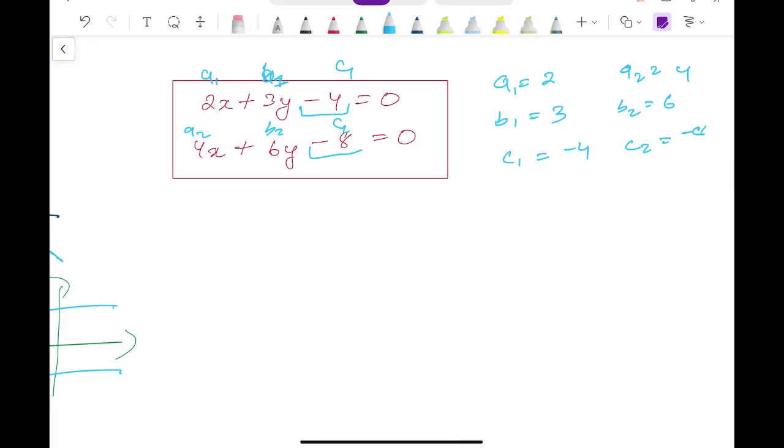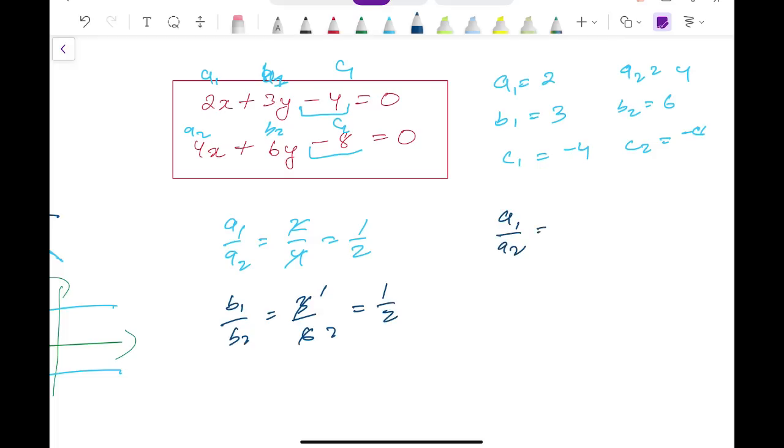So let us find A1 divided by A2. A1 divided by A2 is how much? 2 divided by 4, which is 1 by 2. Let's check B1 divided by B2. What is B1 here? 3. What is B2 here? 6. That is 3 ones are 3, 3 twos are 6. That means we see that A1 divided by A2 is equal to B1 divided by B2. Till now we have this.